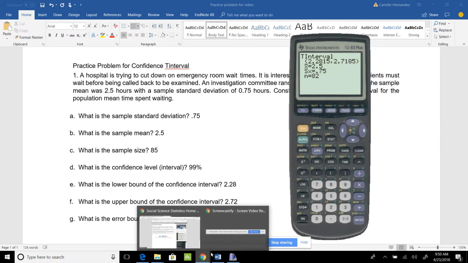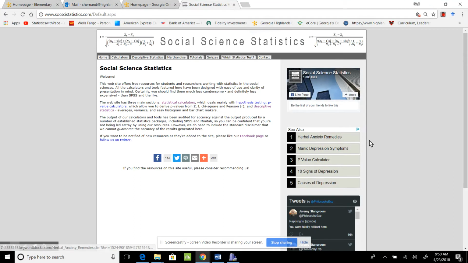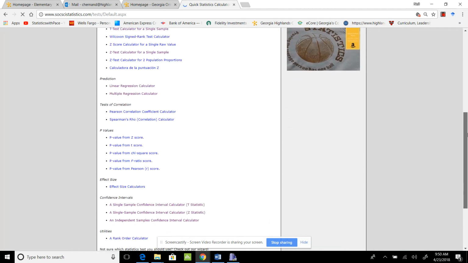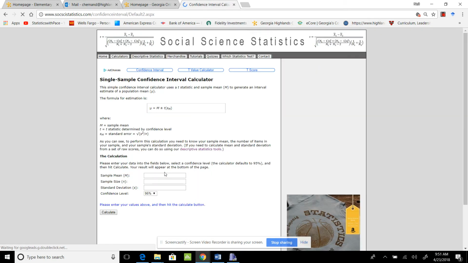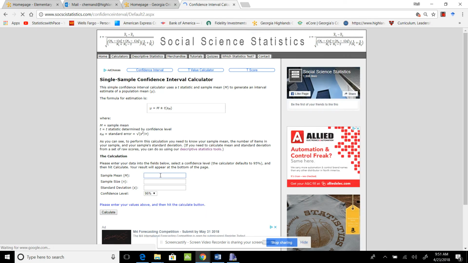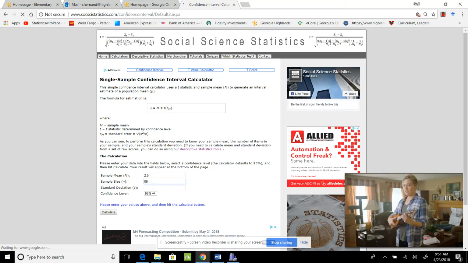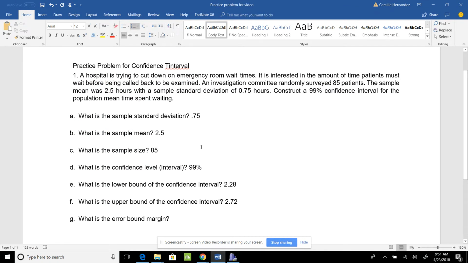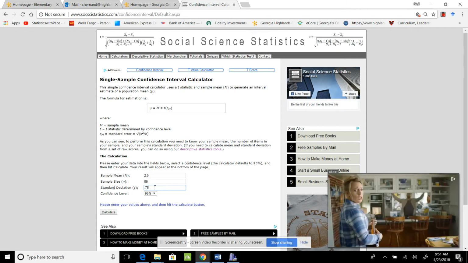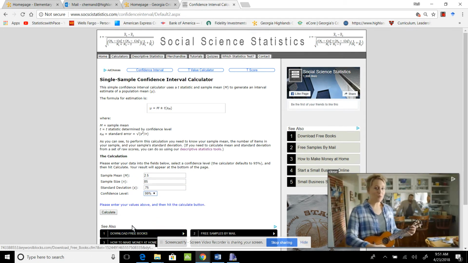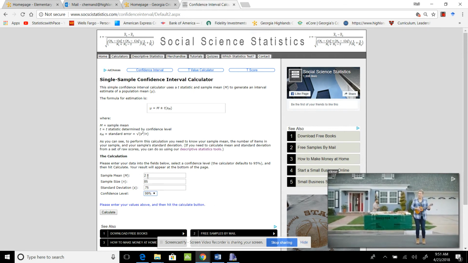So let me do it on the website. I'm on the Social Science Statistics site. I go to Calculators, and if I scroll all the way down, it's going to be here under Confidence Interval. Here it is, single sample confidence interval calculator, t statistic. So if you remember, my sample mean was 2.5. My sample size was 85. My sample standard deviation, let me go back and check, was 0.75. And then my confidence level was 99. So I put all that in there. It's as simple as that.